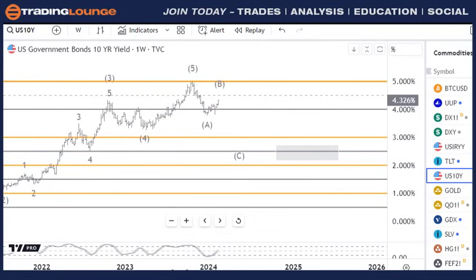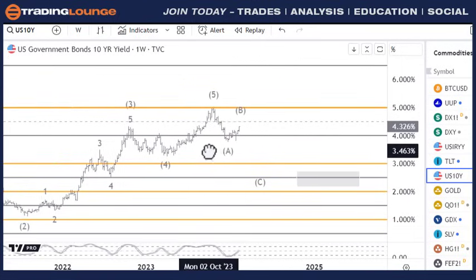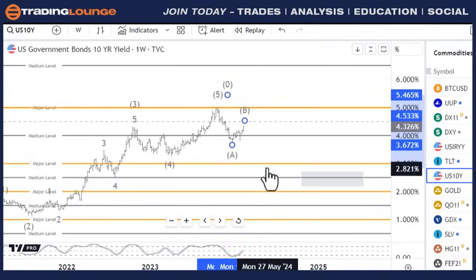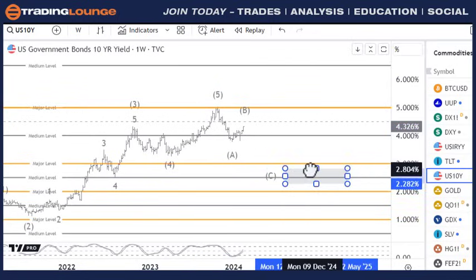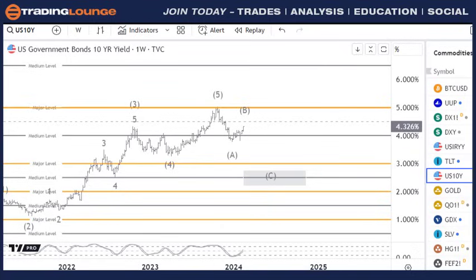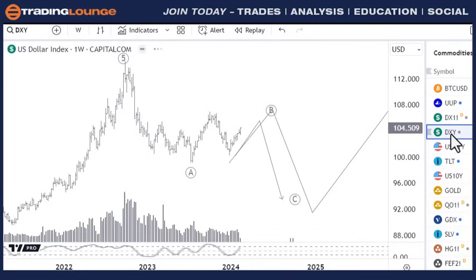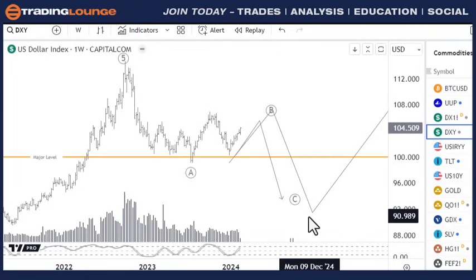We've been doing that for eons. And then once we got to the top here, we're looking for an A wave, a B wave, and a C wave to come down here. So somewhere over here. In a nutshell, this is the same as what the dollar is doing. So we're looking for this B wave here, and then down to the C wave here. Coming back to the dollar here, we're looking for some move up and then some move down here.